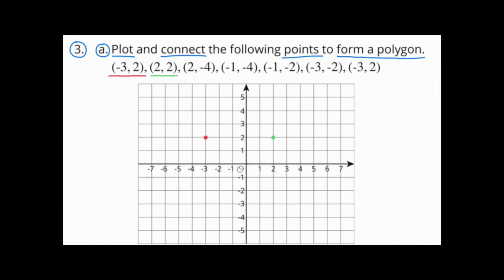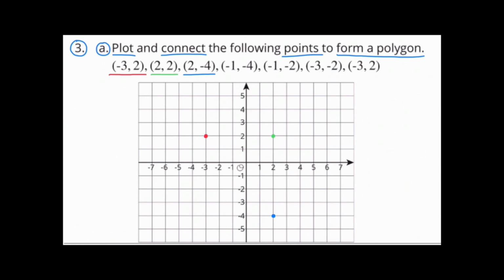Now in green you can see that I've plotted the point 2 and 2. So I moved 2 to the right along the x-axis horizontally and 2 vertically along the y-axis. In blue you can see the point plotted for 2 and -4.